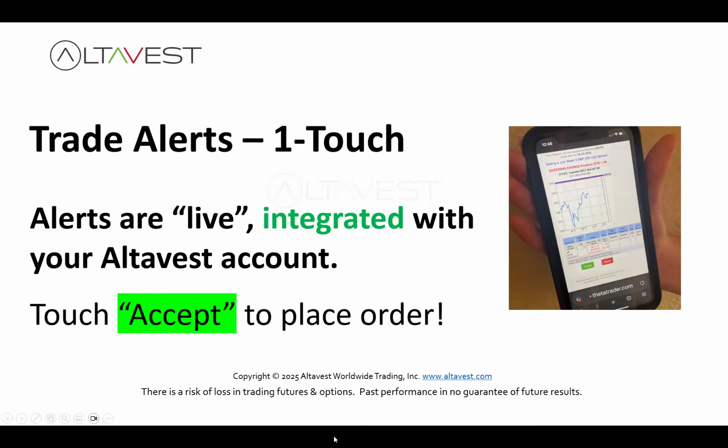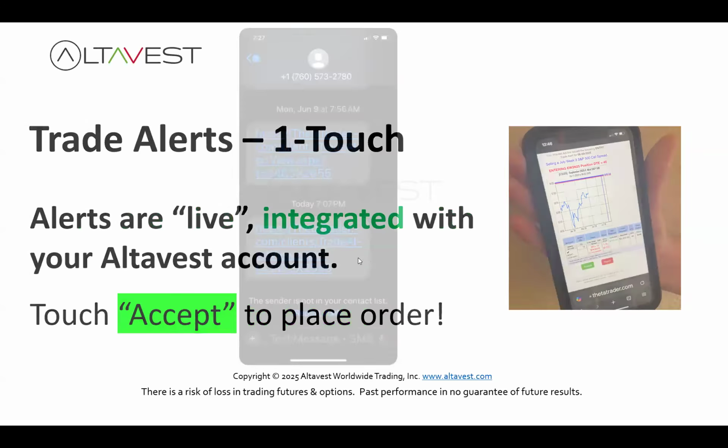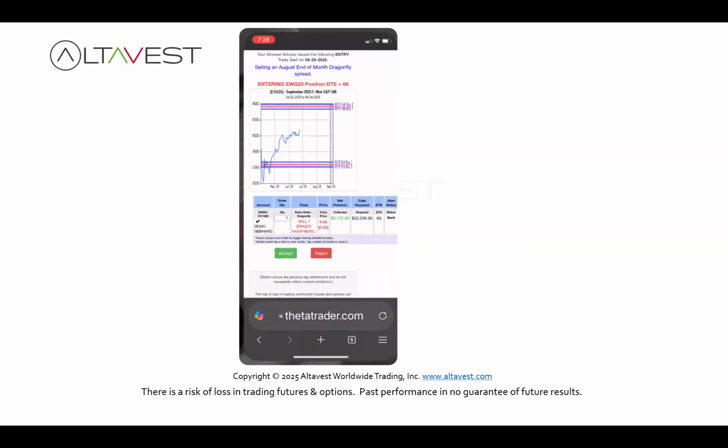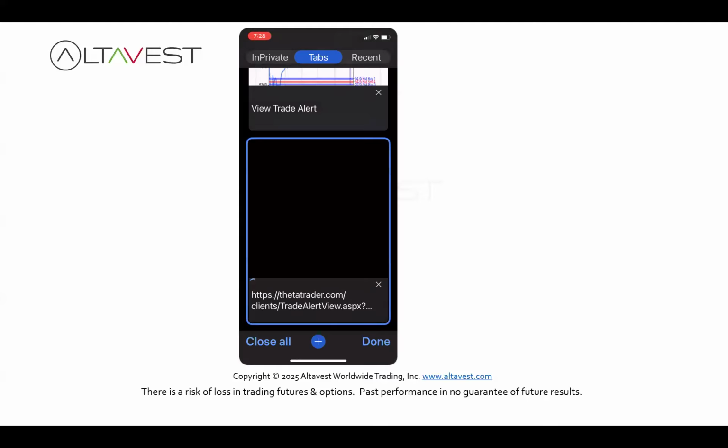So here's what it looks like. I think it's my daughter holding that. But anyway, you'll just get that alert. You'll see the screen, and you can set the trade by accepting or rejecting it. And this is what it looks like on your phone when you initially receive the alert. You get a message, and you just touch that hyperlink. Let's give it a try. That will bounce you right over to the alert page.